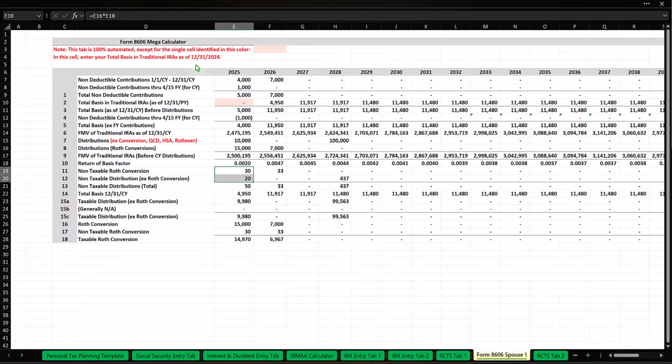This Form 8606 Mega Calculator, by the way, is completely automated and will determine the extent to which you have a non-taxable distribution of basis from your traditional IRAs, and it will use the information that we have entered both on the IRA entry tabs as well as the RCTS tabs to make that determination.